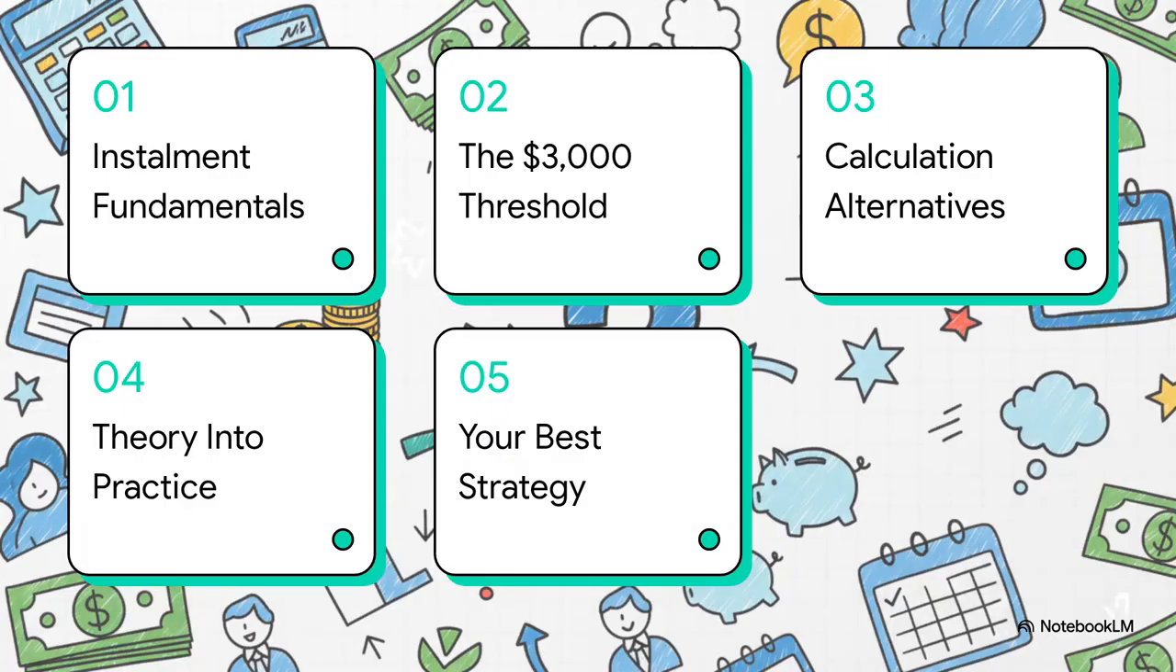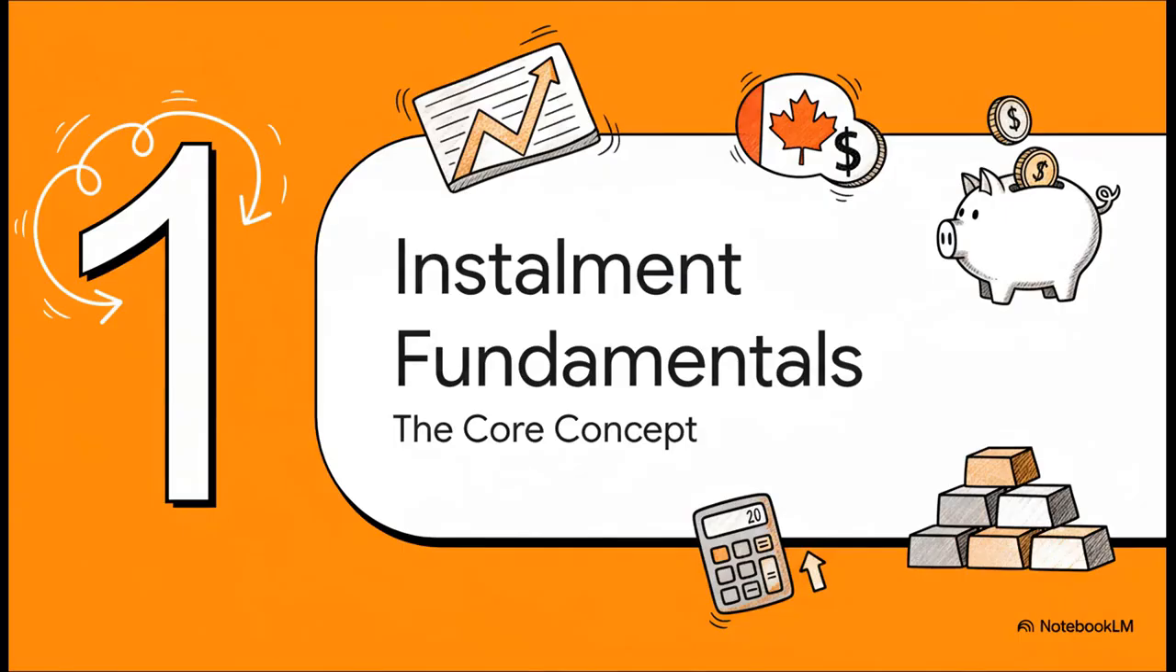We've broken this down into 5 logical parts. We'll kick things off with the one key term you absolutely have to know. Then we'll figure out if you even need to bother with installments in the first place. From there, we'll dive into the 3 different ways the CRA lets you calculate your payments, see how they work with some real numbers, and then we'll wrap it all up with a simple strategy you can use year after year. Okay, let's dive right in.